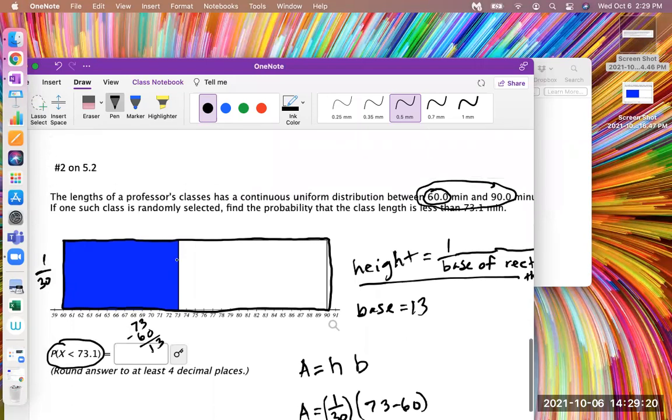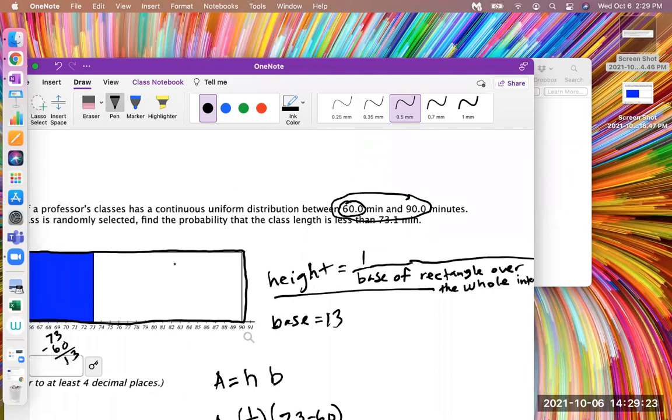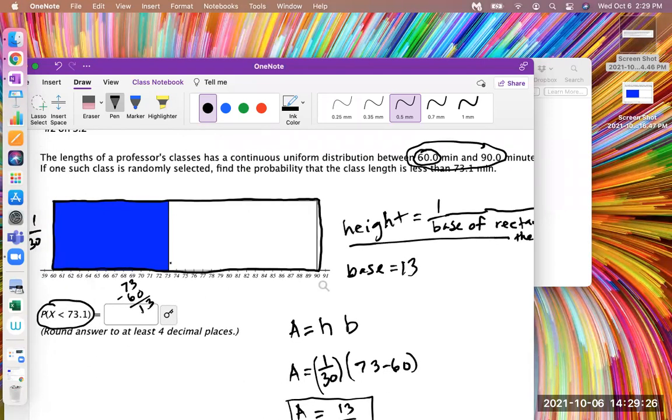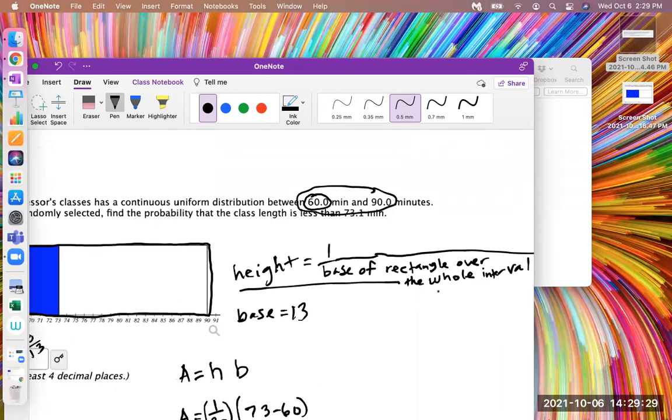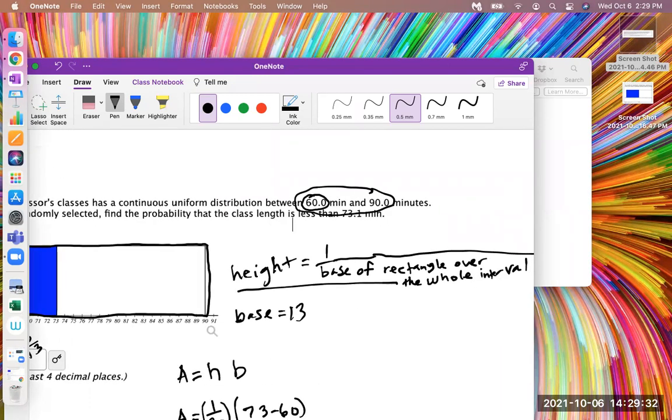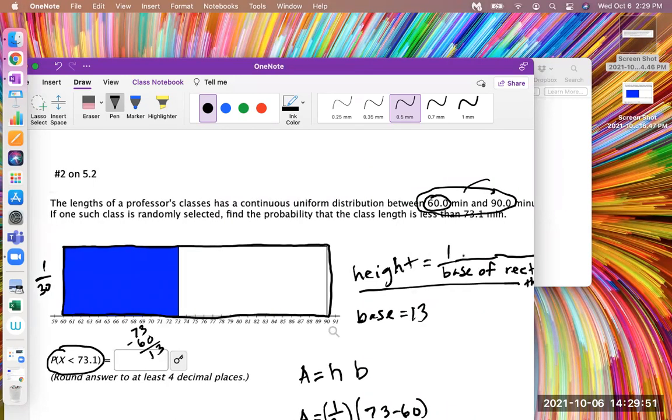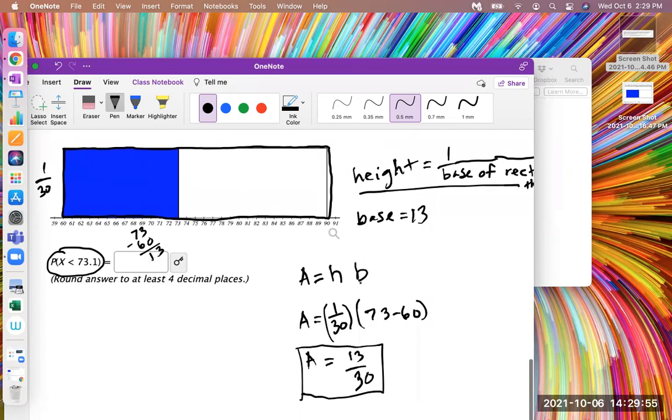And when I say whole interval here, I mean where they define it, there's a uniform continuous distribution over this entire interval. So that's the interval that I'm talking about, like the 60 to 90 is the whole interval that I mean there, okay? And in the second calculation, when you actually are going to find the probability, that's where you're going to use the base of the blue rectangle.